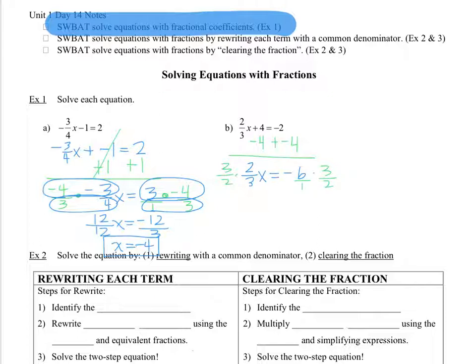Instead of showing the step, I'm just going to talk through it. We get 3 times 2 in the numerator is 6, 2 times 3 in the denominator is 6, 6/6 is 1x, which was the whole point of multiplying by the reciprocal. Then if we do the same on the left-hand side, we get negative 6 times 3 is negative 18, 1 times 2 is 2, so x equals negative 9. Again, no check, but if we plug this in, it will work.